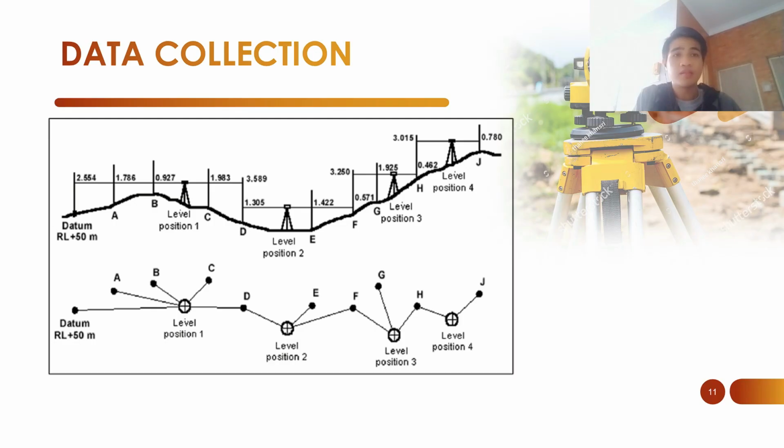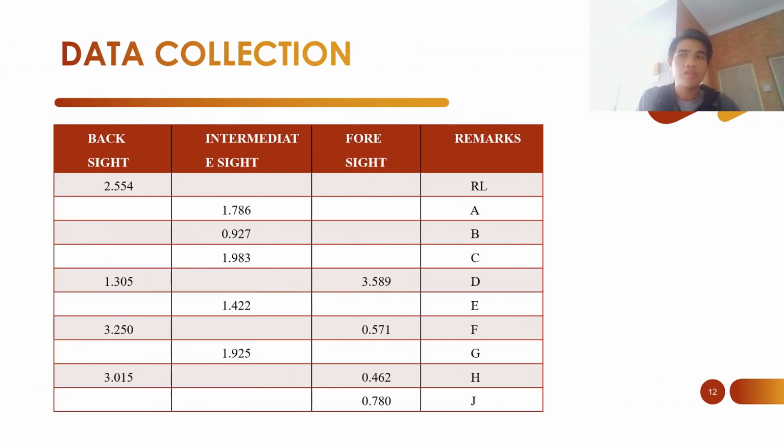Next is data collection. Data collection is the data that we get from the field work, and this data we get from figure 1. So from figure 1 we extract the data to the table. We use that table to analyze the data. In the table we can see the backsight, intermediate sight, foresight, and lastly a remark.